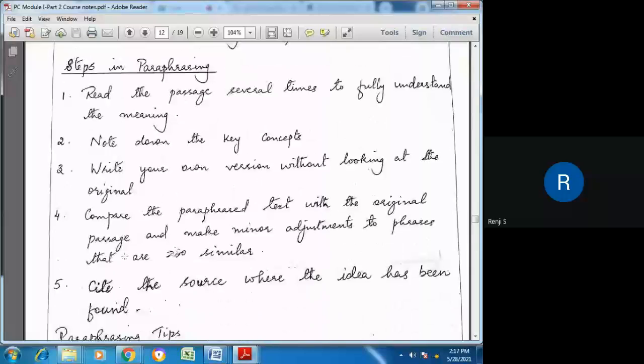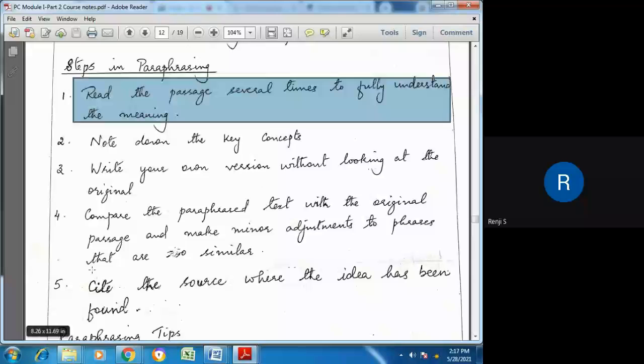Now, what are the steps in paraphrasing? What are the steps to be followed in paraphrasing? The first step is to read the passage several times to fully understand the meaning. You are given a paragraph to paraphrase, that is, to rewrite.